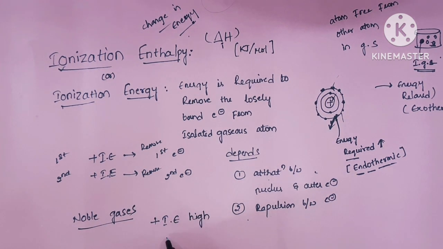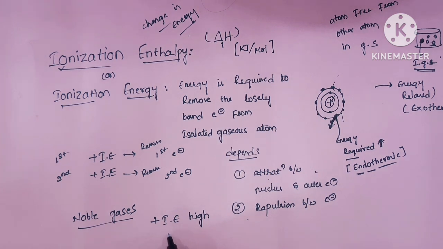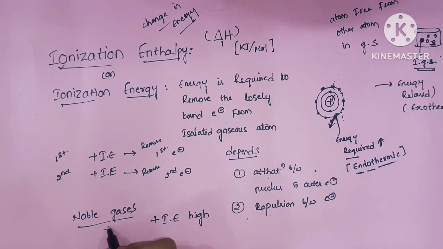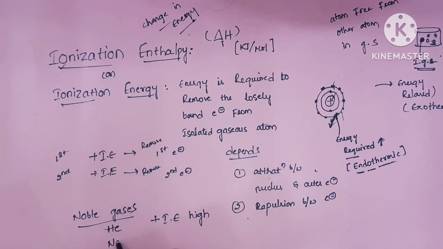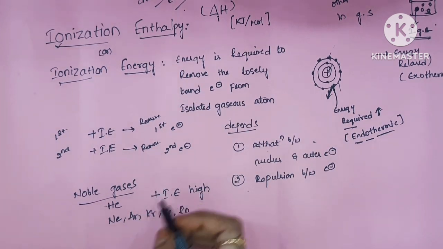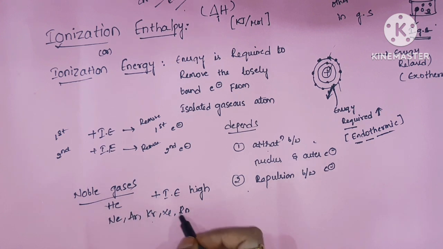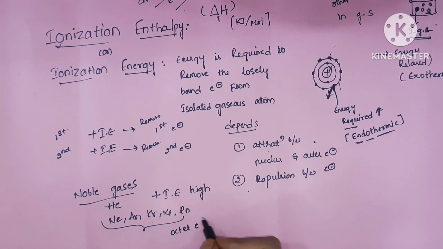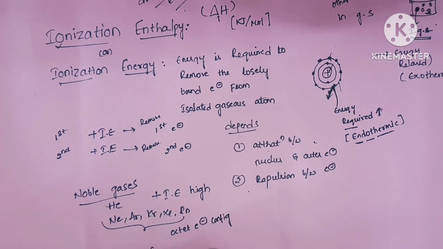Noble gases have the high ionization enthalpy. Why? Because the noble gases are helium, neon, argon, krypton, xenon, radon. All these elements have the octet electronic configuration. Octet electronic configuration means 8 electrons present in the outermost shell.